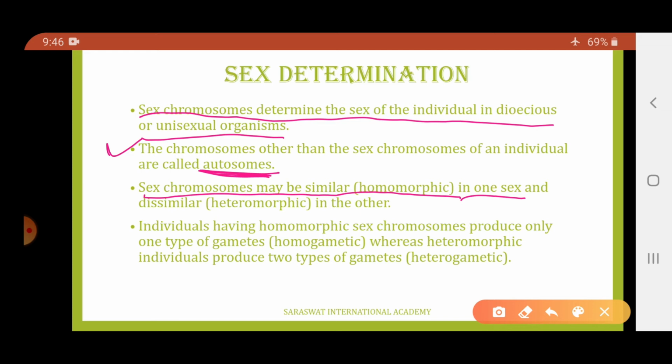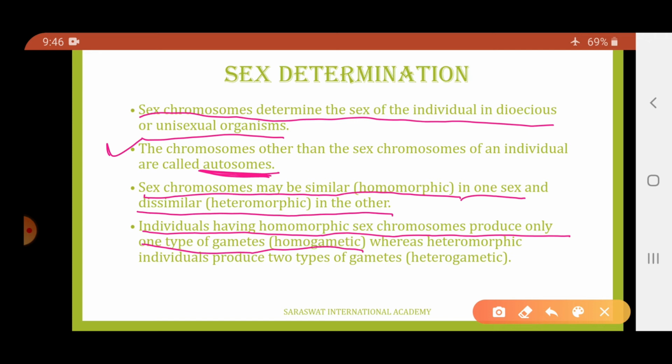So, in one sex the sex chromosomes are similar, that is homomorphic, and they may be dissimilar in the other, that is heteromorphic. Now, those individuals which have homomorphic sex chromosomes produce only one type of gametes, that is they are homogametic. One example we take is human beings. We know the chromosomal structure of human beings. Females have XX structure and males have XY chromosomes.